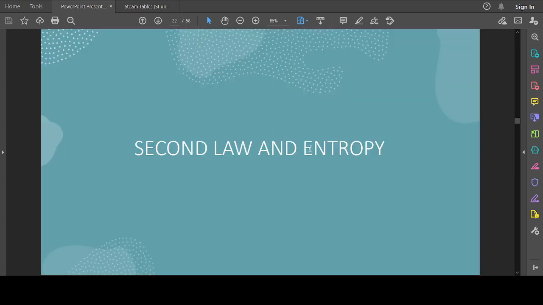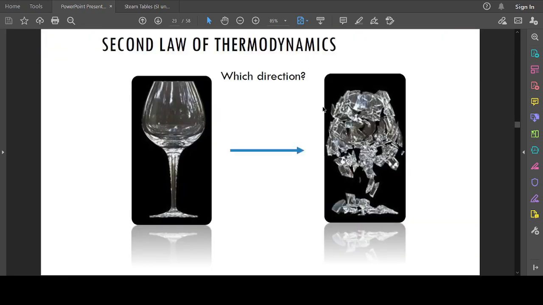The second law and entropy. Now, the second law will help us, because we already know that the first law is all about the conservation of energy, and that energy can change from one form to another. But what it doesn't tell us is to which direction energy favors the change from one form to another. The second law of thermodynamics helps us understand this.